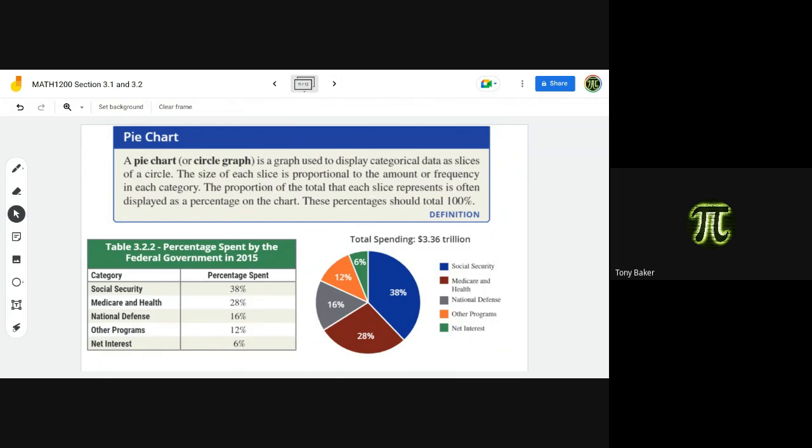I am not going to have you make your own pie charts, because to actually accurately create a pie chart, you need a compass because you have to measure the degrees and draw the lines to make it perfect. I'm not going to make you do that. If I was in middle school, I probably would just for the fun of it. But we can use technology to do this.